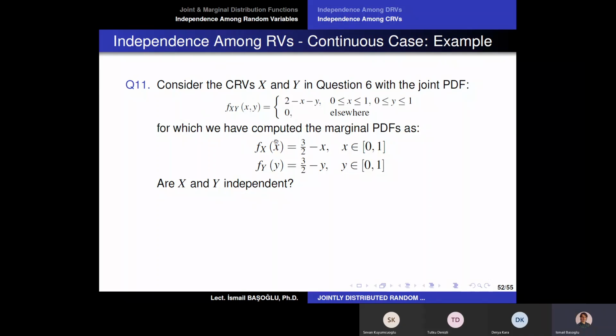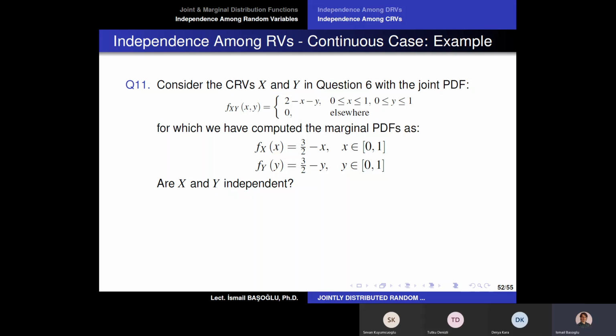Now we have computed their marginal PDFs. If you remember, the marginal PDF of x was equal to 3/2 minus x. And because the contribution of y is similar to the contribution of x in this function, and their domains are the same, the marginal PDF of y should be 3/2 minus y as well. Okay? Now the question is this: are x and y independent?